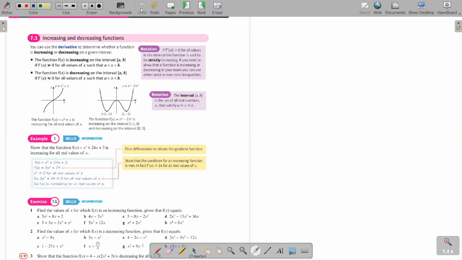A decreasing function means what? When x values are increasing, the y values are decreasing. It shows some kind of a decreasing pattern. So it's a decreasing function. In an increasing function the graph moves up; in a decreasing function, the graph moves down.